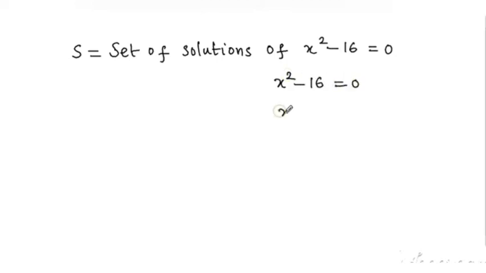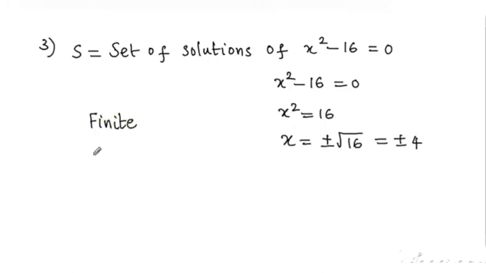Now let's look at another set. S = the set of all solutions of the equation x squared minus 16 = 0. First we need to solve that equation. x squared minus 16 = 0 means x squared = 16. So we obtain x = plus or minus square root of 16, that is x = 4 or negative 4. So two values are there, that means countable values. So S is a finite set.